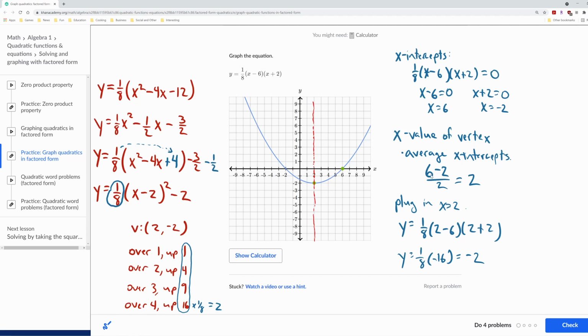You average those to get the x value of the vertex, and then the only thing that you might have to write down, depending on how comfortable you are with mental math, is plugging in x equals 2. This is significantly easier than converting to vertex form. So factored form is really nice. It gives you the x-intercepts quickly, and it allows you to find the vertex without a whole lot of work. Anyway, that's what factored form is good for. Hope this video helped.